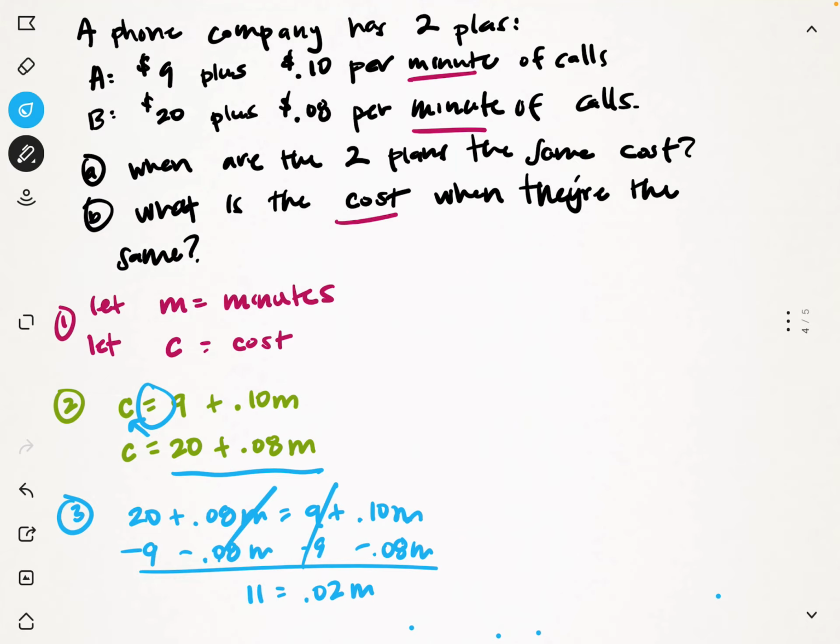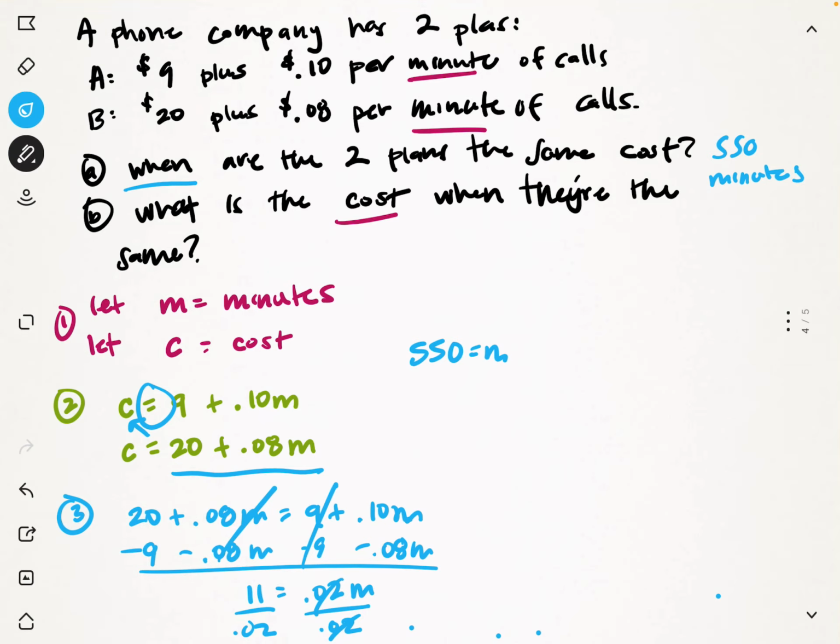And then we're just going to divide by 0.02 to get our m by itself. 11 divided by 0.02 is 550 minutes. So 550 equals our m. So we answered the first part, when: 550 minutes.